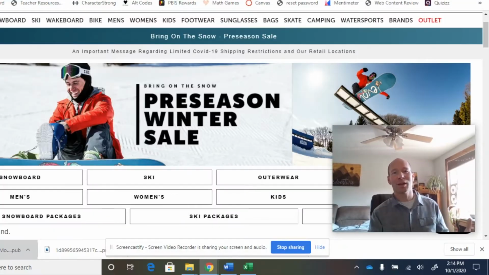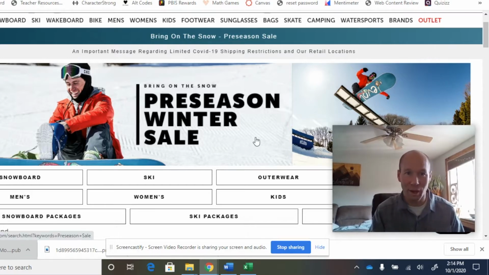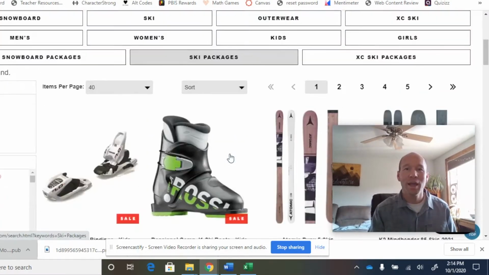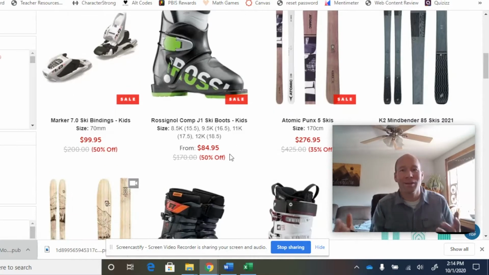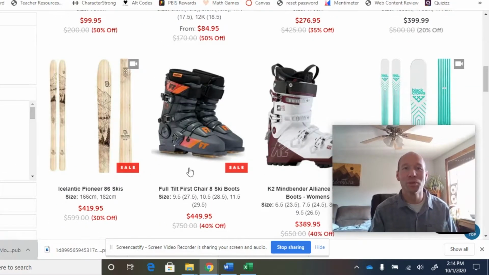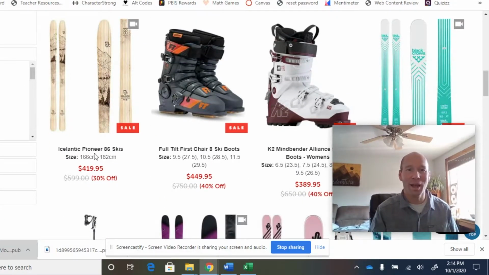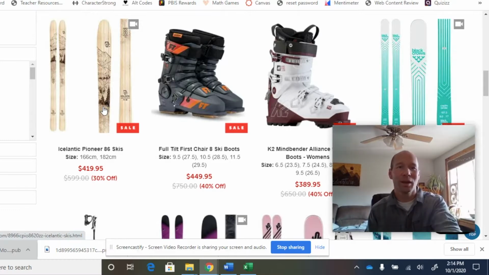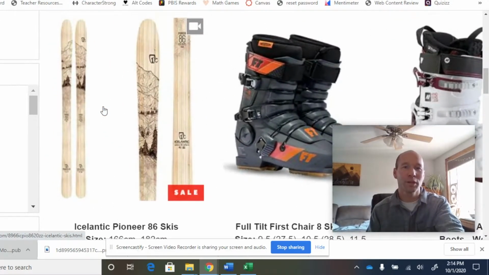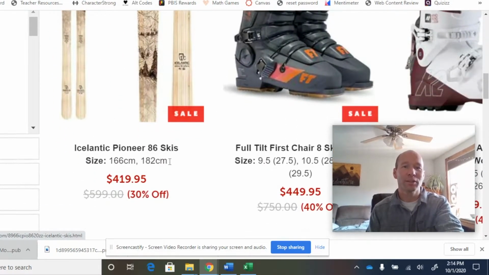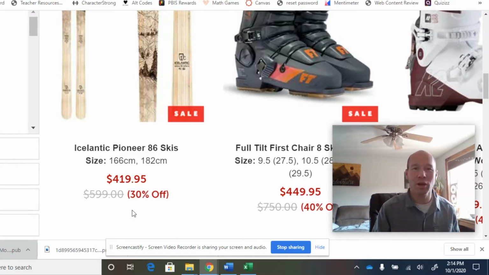You know, right now it is coming up to ski season. So I'm getting excited about skiing and I'm looking at some skis. Now, honestly, I pretty much just buy my skis at Goodwill because I'm just a cheap person. But there's some really cool skis right here. Icelandic Pioneer skis. Let's look at those a little bit closer. Pretty awesome. And right now they are on sale. It says 30% off.